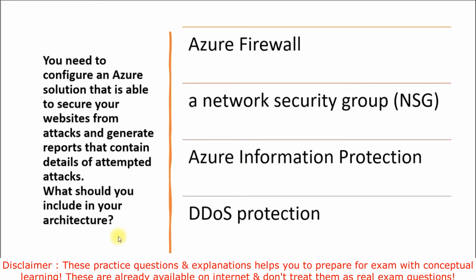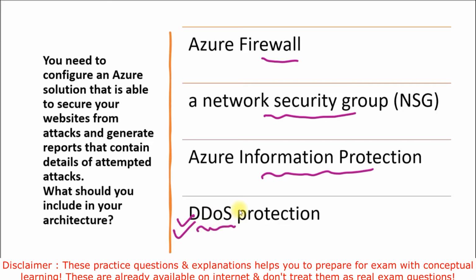As you already know, Azure Firewall is to restrict the inbound traffic. So this is not the right choice for this question. When we are talking about securing your website from attacks and generating reports, a network security group is also not correct here. And we'll talk about Azure Information Protection. This service is mainly used to protect our emails or documents from unauthorized access. So this is not the service here. The correct answer for this question will be DDoS protection.